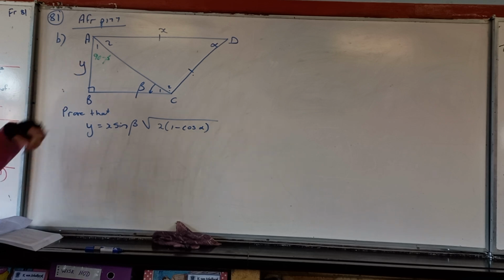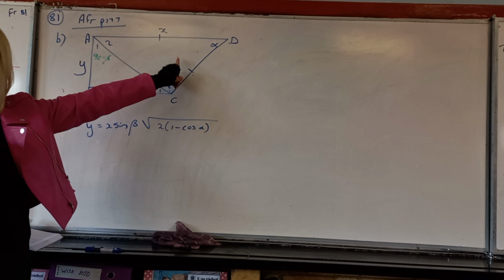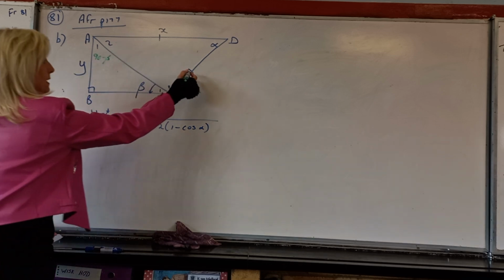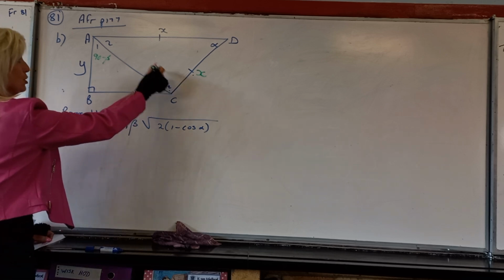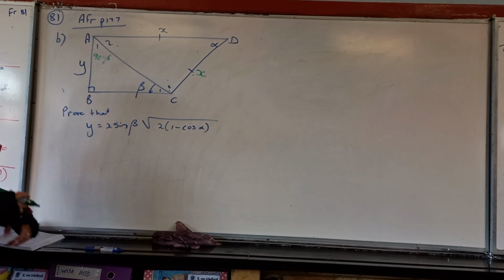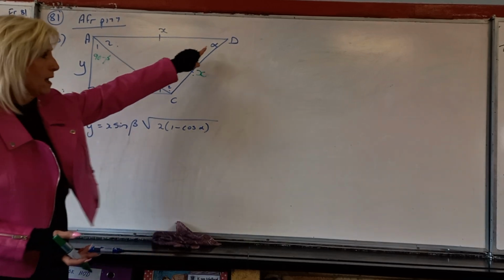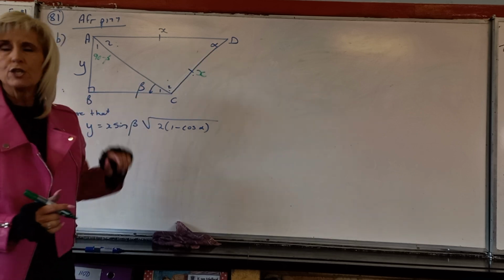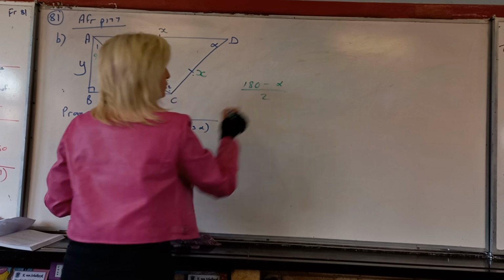In that one there, do I have enough information? I've only got one angle. But I do know that they are on equal sides, so this will also be x. And then what about the angles? These two should be the same. The same namely what? 180 minus alpha, divided by 2. Now what is 180 minus alpha divided by 2?